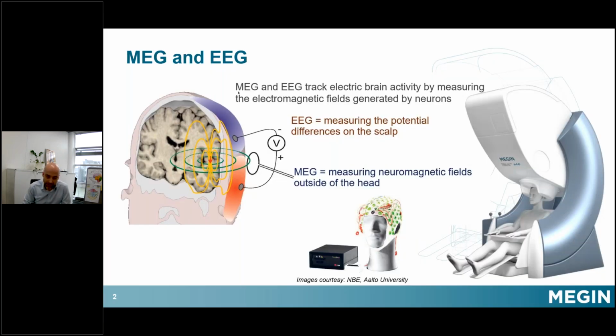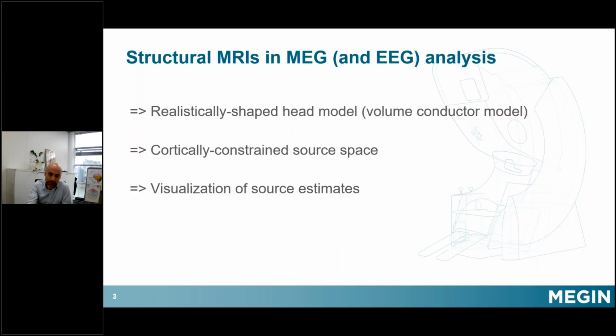But let's first start with a brief reminder. MEG and EEG, of course, measure brain activity through the electric potential distribution on the scalp, and the magnetic fields induced by the neural currents. But together with this functional information, we often want to use also structural or anatomical information to support the analysis of MEG and also of EEG data.